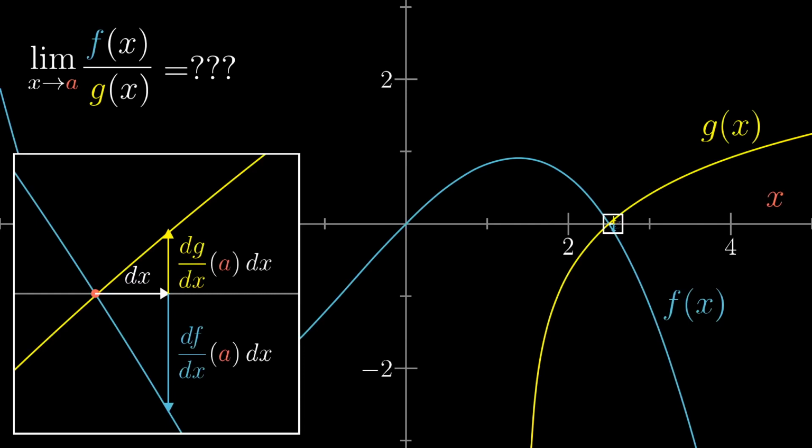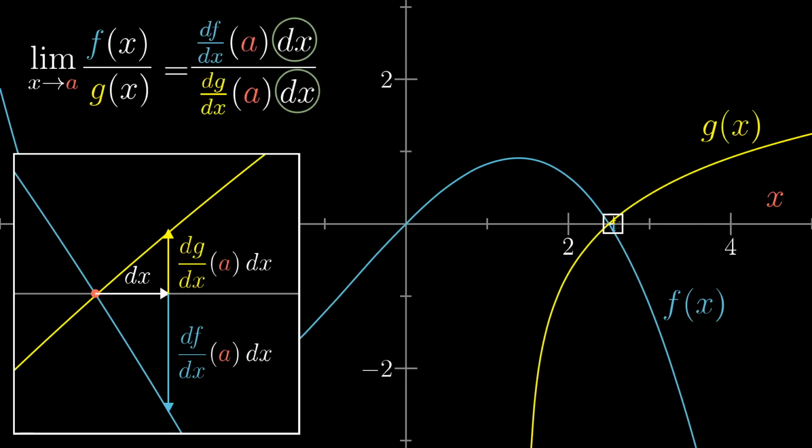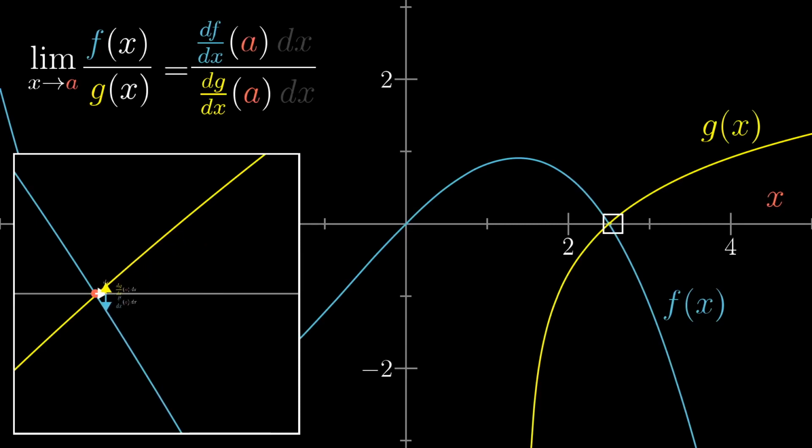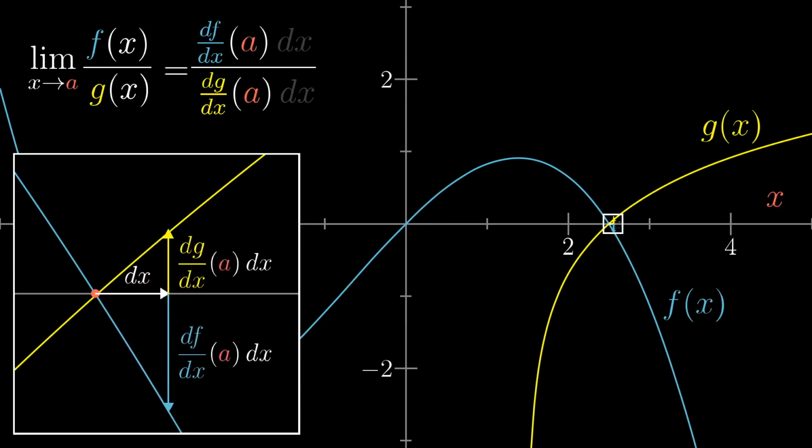So near that trouble point, the ratio between the outputs of f and g is actually about the same as the derivative of f at a times dx divided by the derivative of g at a times dx. Those dx's cancel out, so the ratio of f and g near a is about the same as the ratio between their derivatives. Because each of those approximations gets more and more accurate for smaller and smaller nudges, this ratio of derivatives gives the precise value for the limit.